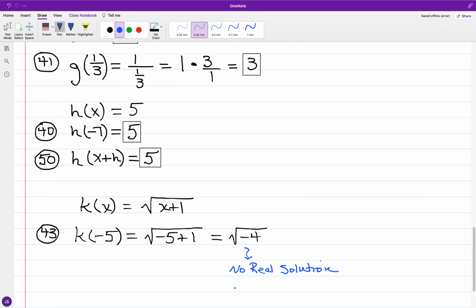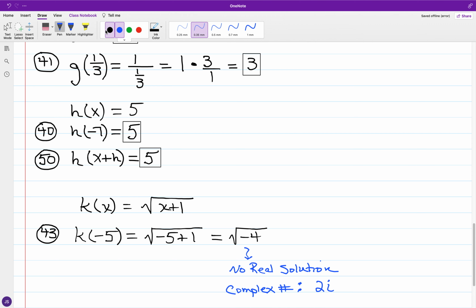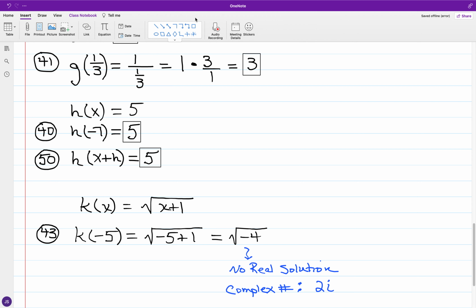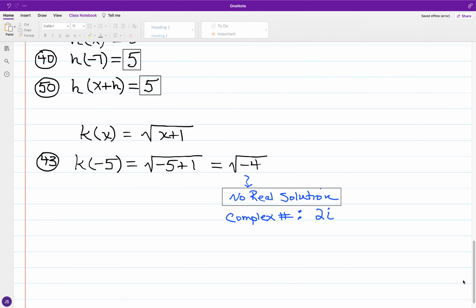Now, if this were anything else, you would have a complex root, so you have a complex number with 2i. But in chapter 1, we're no longer dealing with complex numbers. We're just sticking with real solutions where they exist. So for this section, if we were looking at both real and complex solutions, you would have 2i, but since we're looking at just finding real solutions, your result is going to be no real solution.